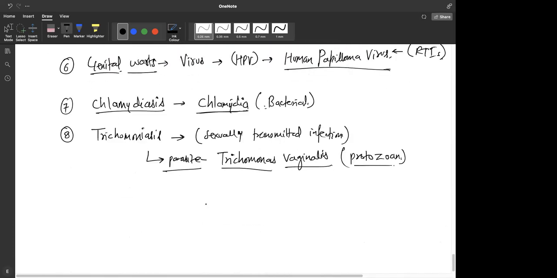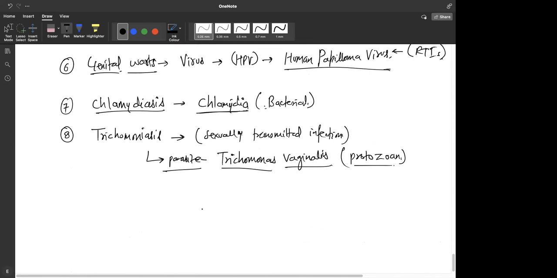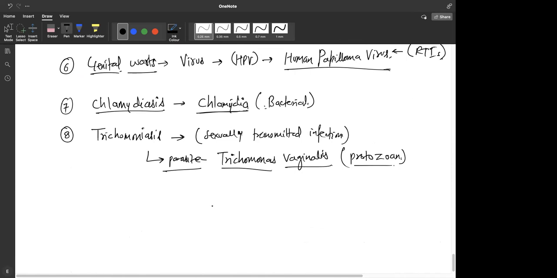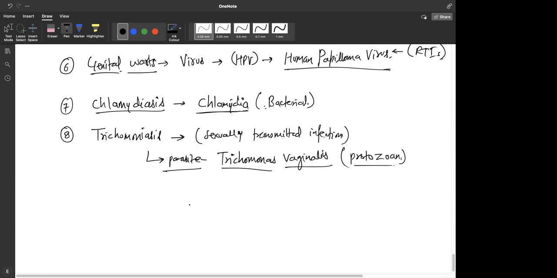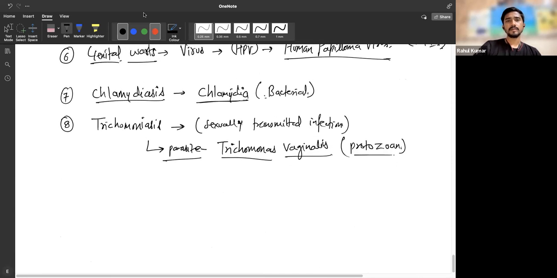Can you remember herpes, warts, chlamydiasis, Trichomonas, syphilis, gonorrhea? Fungal infections are similar, but a foul smell comes. Fungal infections mostly spread through spores, right? They happen in areas like the genitalia, humid areas or areas which are not cleaned properly. But that's all. So these are the sexually transmitted diseases.